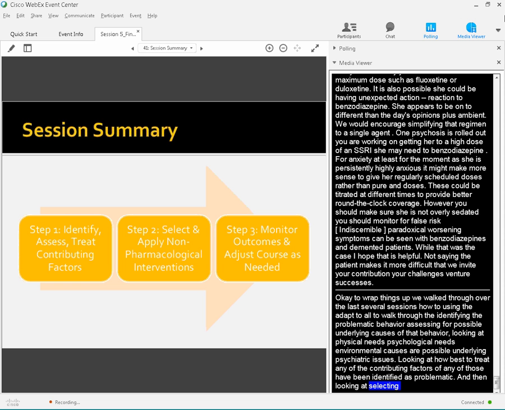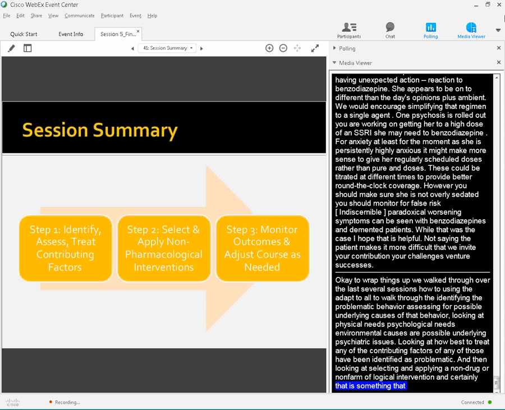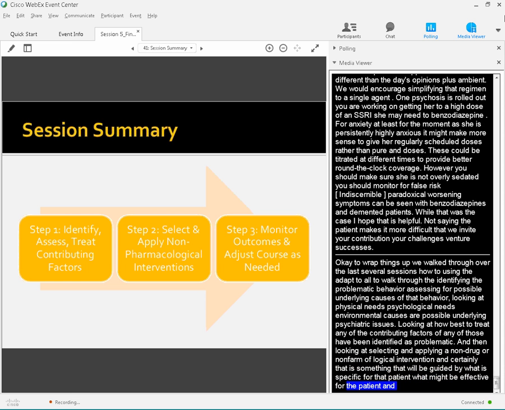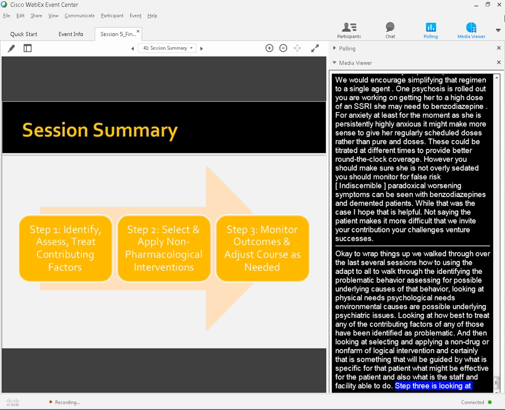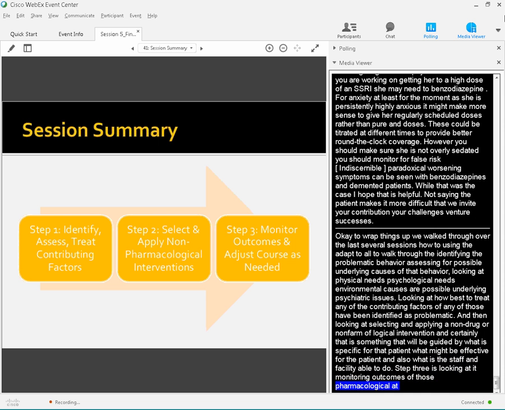And certainly that is something that will be guided by what is specific for that patient, what may be effective for the patient, and also what the staff and the facility are able to do. And then step 3 is looking at actual monitoring of the outcomes of those non-pharmacological interventions, seeing if they have worked or not, and if not, how we can potentially adjust those particular interventions for a better outcome.